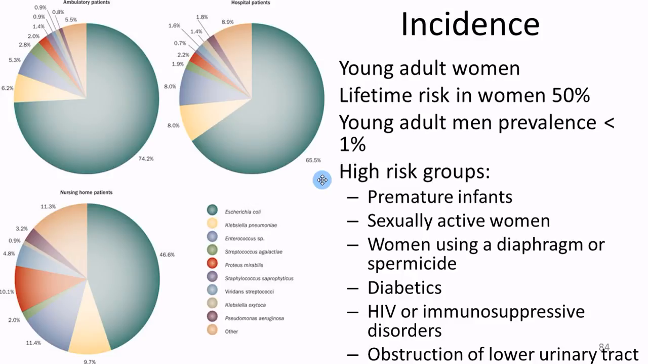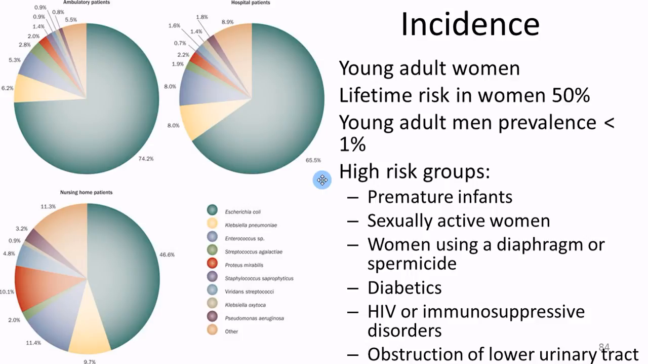So high-risk groups: premature infants, ones that don't have a good immune system, the ones that don't have the muscles developed yet, and then that infective agent can actually go up through the sphincters and cause problems. Sexually active women, and we'll talk about how that happens. Women that use diaphragms or spermicides, basically they're either killing off the good bacteria or they're trapping the bacteria in there. So we'll, like I said, talk about that a little bit.